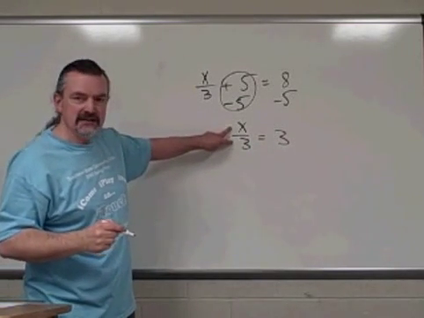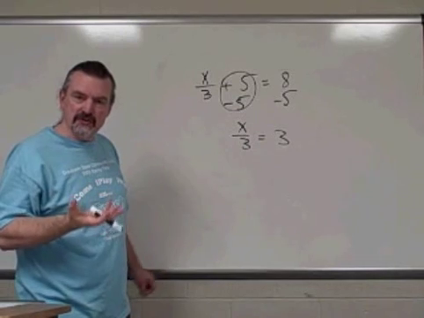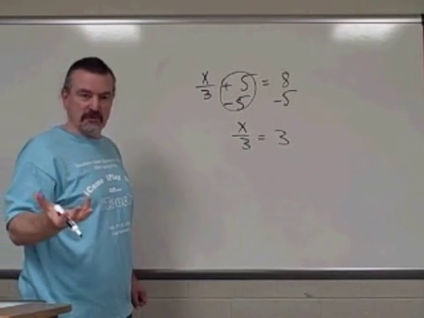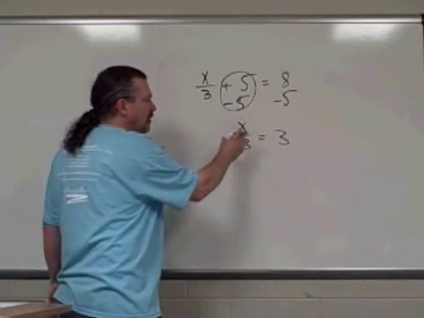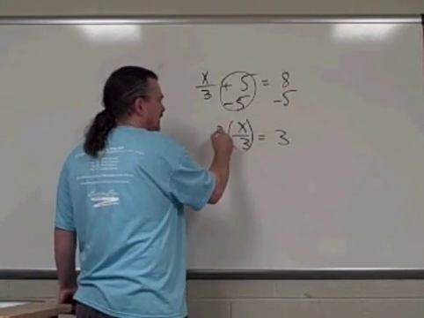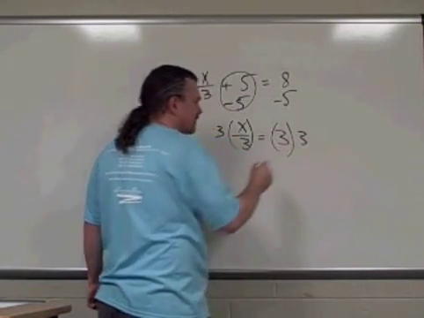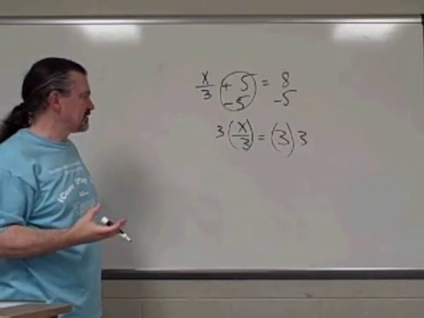Now, this is indicating division. The way we would undo division, since the opposite, the inverse operation of division is multiplication, we will have to multiply this side of the equation by 3, which means I'll have to multiply this side of the equation by 3 to keep it balanced.